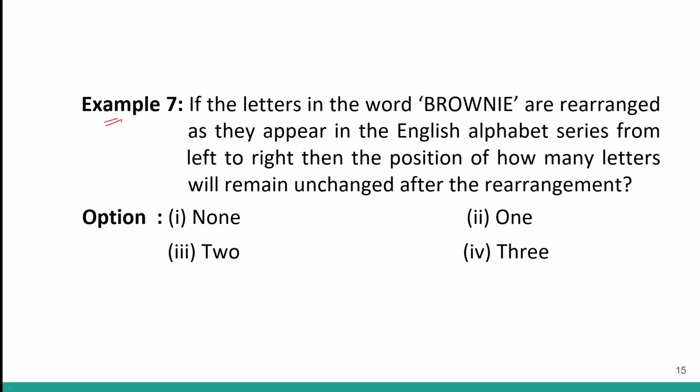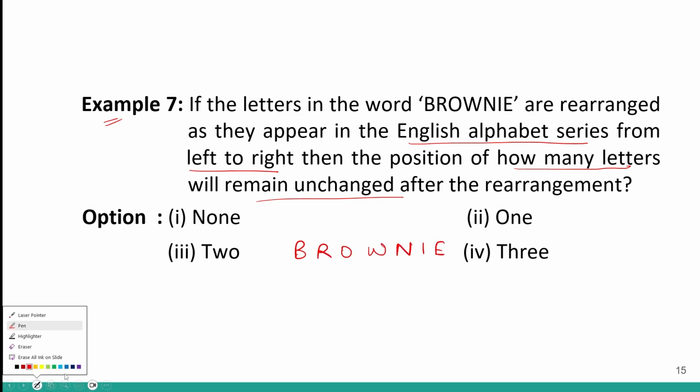Now example 7. If the letters in the word brownie are rearranged as they appear in the English alphabetical series from left to right, then the position of how many letters will remain unchanged. So similar thing. So brownie, now I'll give them forward ranks. This is 2, R is 18, O is 15, W is 23, N is 14, I is 9, and E is 5.